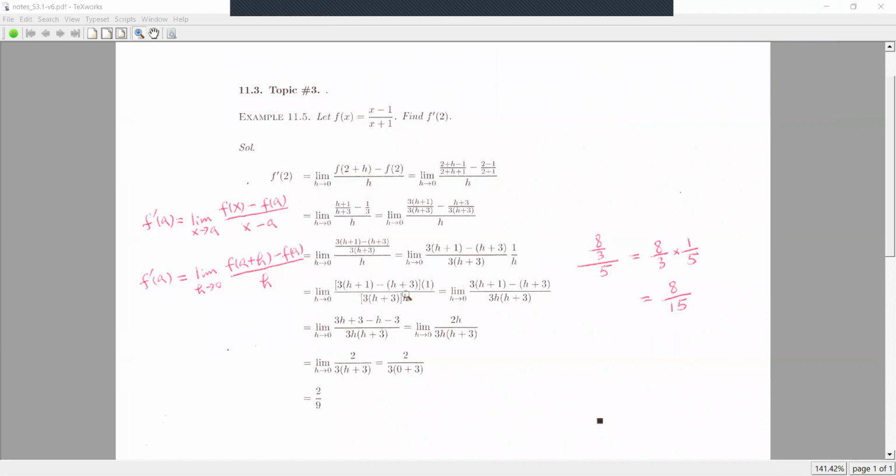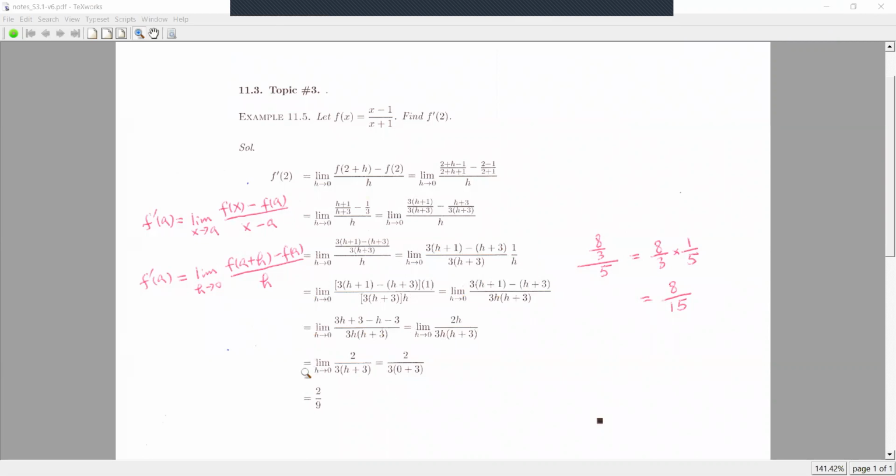Remove the square brackets, then we have this equation. Now, distribute the negative sign here to h and to the number 3. Distribute the number 3 here to h and to 1. Then we have this equation. Now, cancel the number 3 and cancel 1h. Then we have this equation. Cancel h from the top and from the bottom.